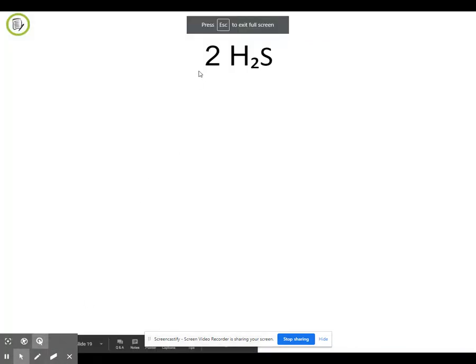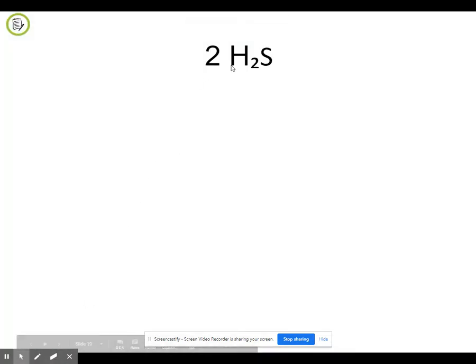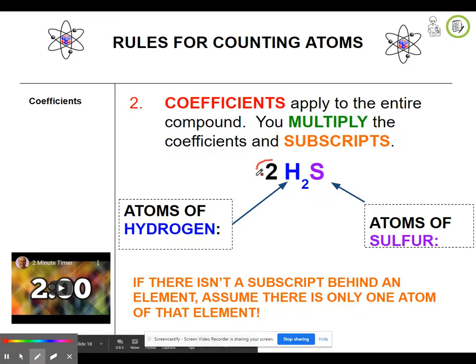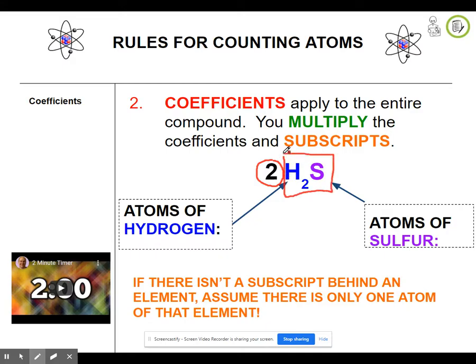But what do we do if we see something like this? Okay, we're used to seeing this, but we have a large number out front. What does that mean? That large number out front is called a coefficient. So this number 2 is a coefficient. This part right here looks familiar. We've done this. The only thing that the coefficient does is it tells you how many molecules you have. So you have H2S, you have 2 of them. So all you're going to do is multiply the coefficient by the subscript.